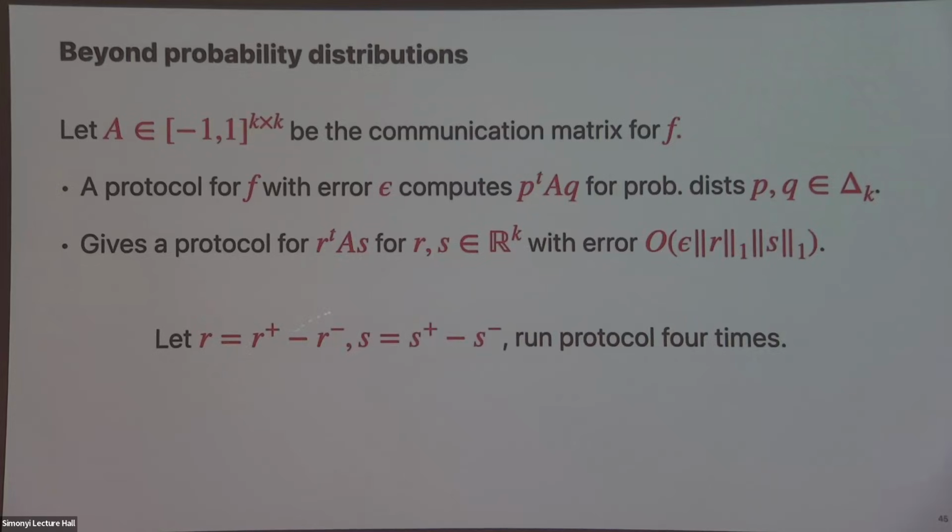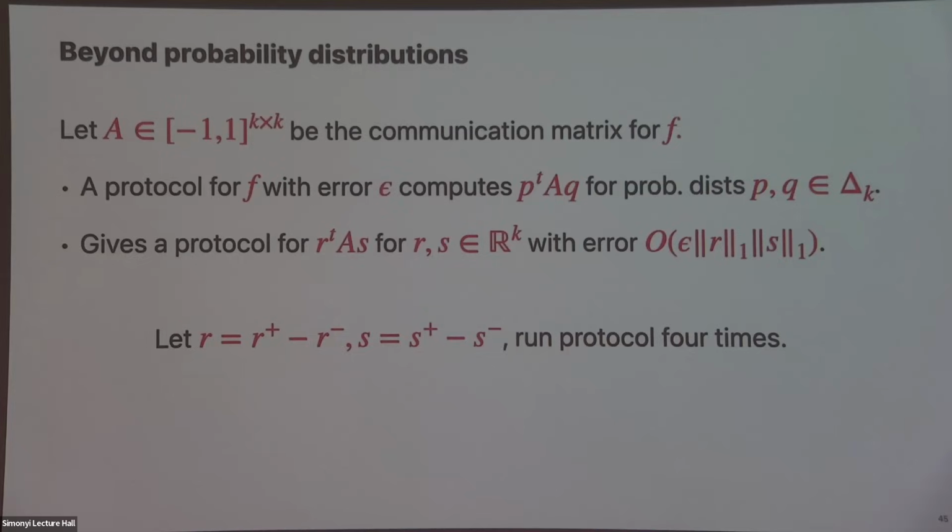Well, I'll take my R and I'll write it as the difference of two positive vectors, R plus and R minus. I'll do the same for S. Now, at least I've gotten rid of all the negative elements, right? Now I'll run the protocol 4 times, taking all pairs into account. And if you stare at these, they're kind of measures. They're not probability distributions. But with a bit of renormalization, which I'm going to skip, you can do it.